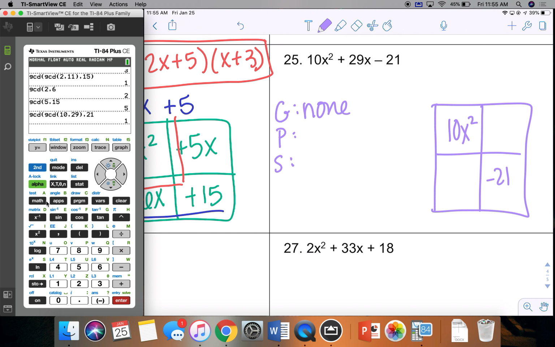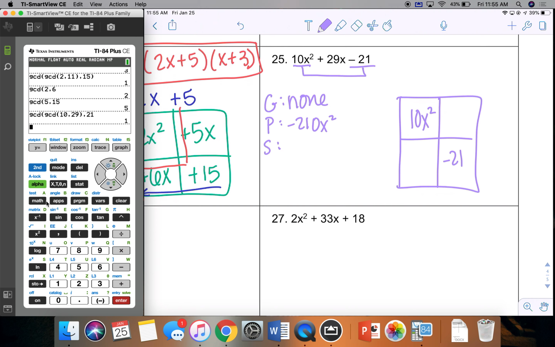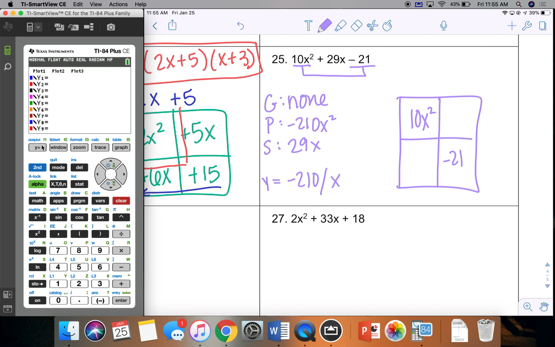First square and last square are first and last terms. They multiply for my product of negative 210x², and then my sum is 29x. So in y equals, I will put the product sign and all into y equals. So negative 210 divided by x, and I go to the table to look for 29.